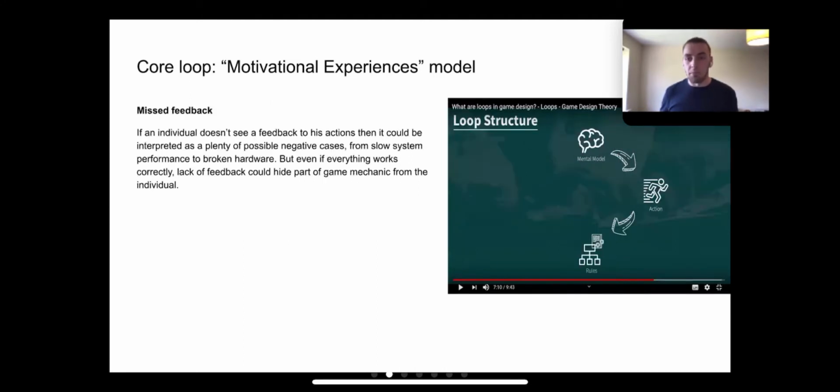But what happens sometimes: the player has some mental model of the game, he makes an action, it goes to the rules, and then nothing happens. Nothing happens means the game works, but something that the player expected to see didn't happen. For example, we click the button, the animation works, but nothing happens, and we don't know what's going on. Because there is no feedback, probably the system works, but we don't know about it.